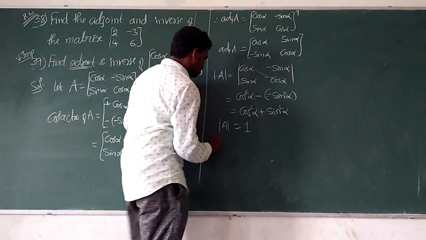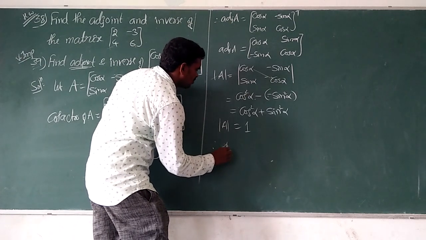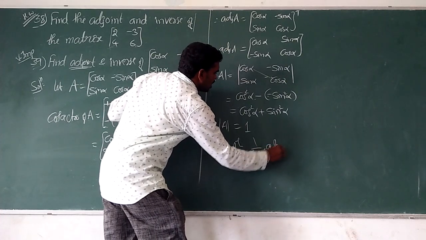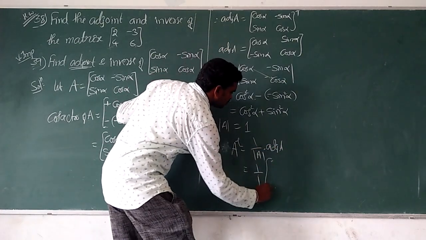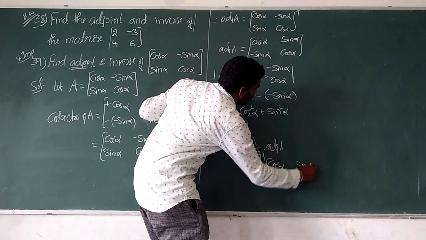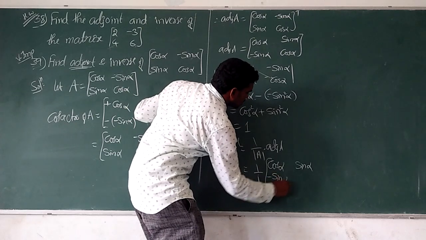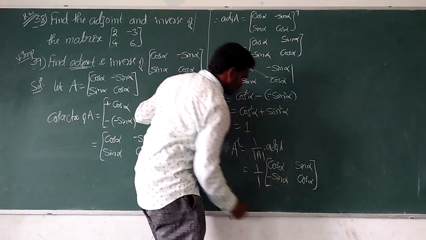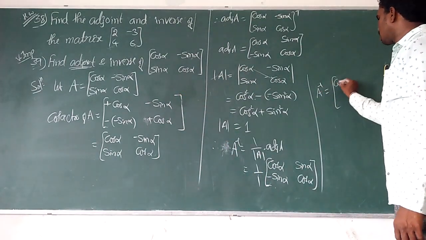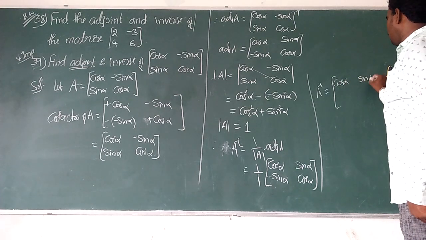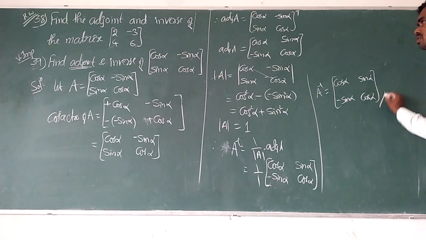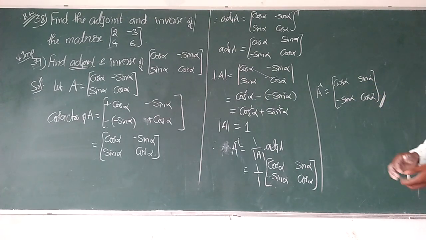Therefore the inverse of A, A inverse, by the formula is 1 by det A into adjoint A. So that is 1 by 1 into the adjoint A, which is cos alpha, sin alpha; minus sin alpha, cos alpha. So A inverse equals cos alpha, sin alpha; minus sin alpha, cos alpha. This is the answer. These are a few 2 marks questions of this type.